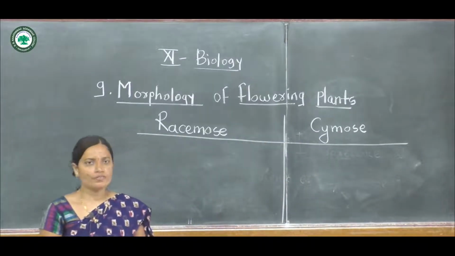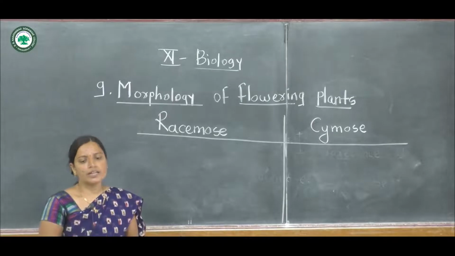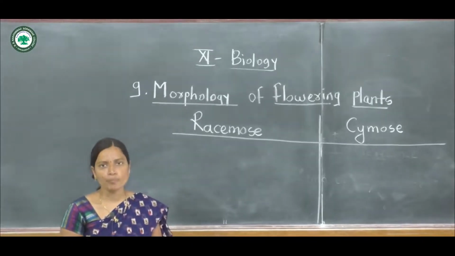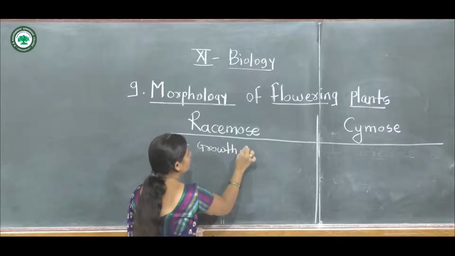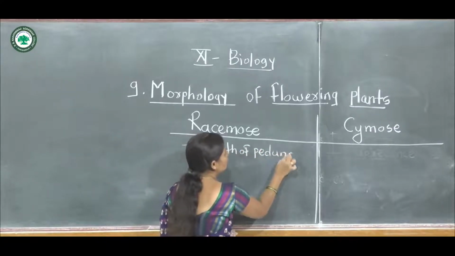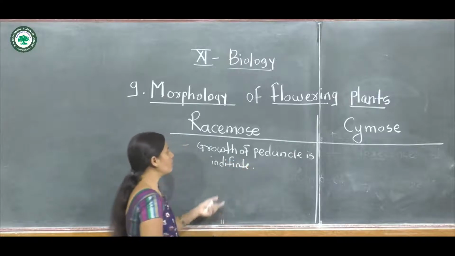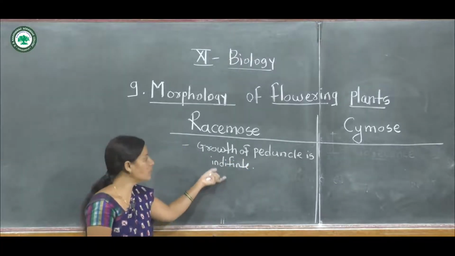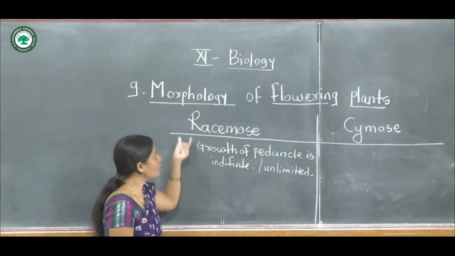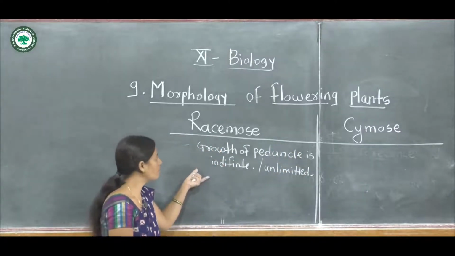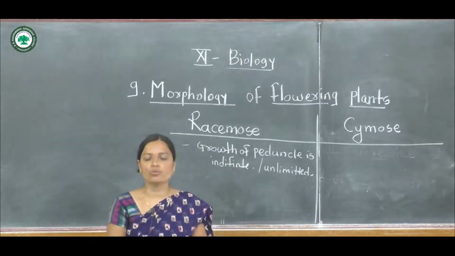The first type of inflorescence is the racemose inflorescence. This is an indefinite inflorescence, meaning the growth of the peduncle is indefinite. It means the growth of the inflorescence is unlimited. This type of inflorescence is called the racemose type. The growth of the peduncle is indefinite, and this is also called unlimited growth of inflorescence.